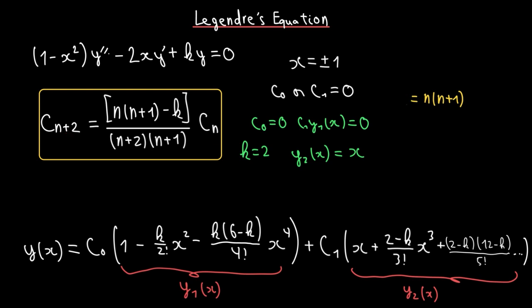Usually in textbooks, we write k equal to L times L plus 1, where L belongs to the natural set. And in the next video, I'll be going over in more detail how we can fine-tune k to make y of x converge through what are known as the Legendre polynomials.